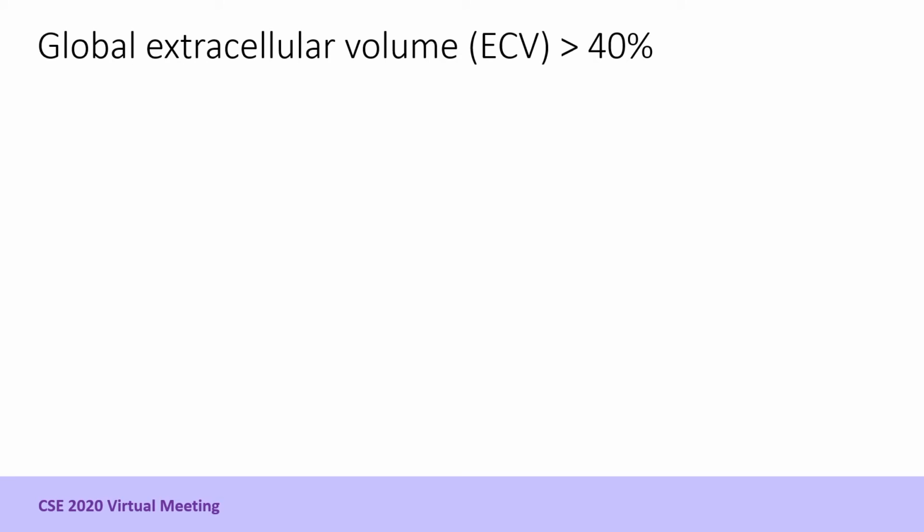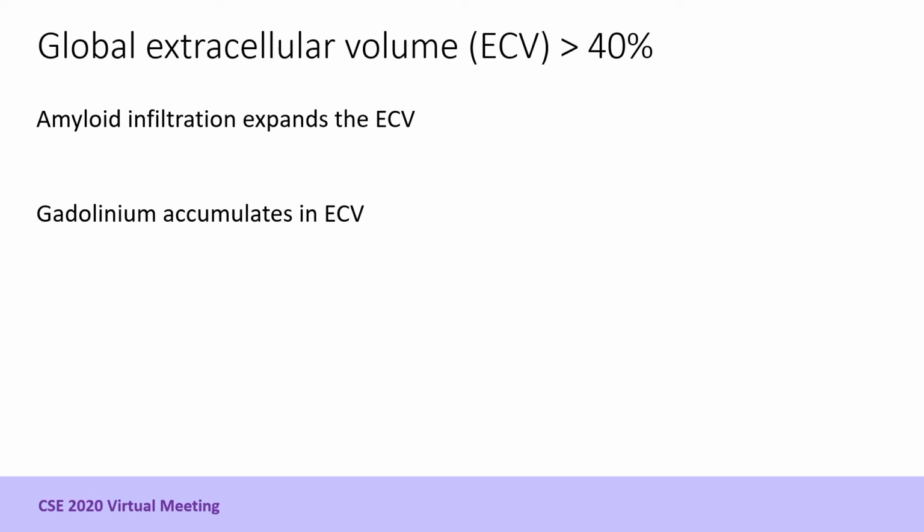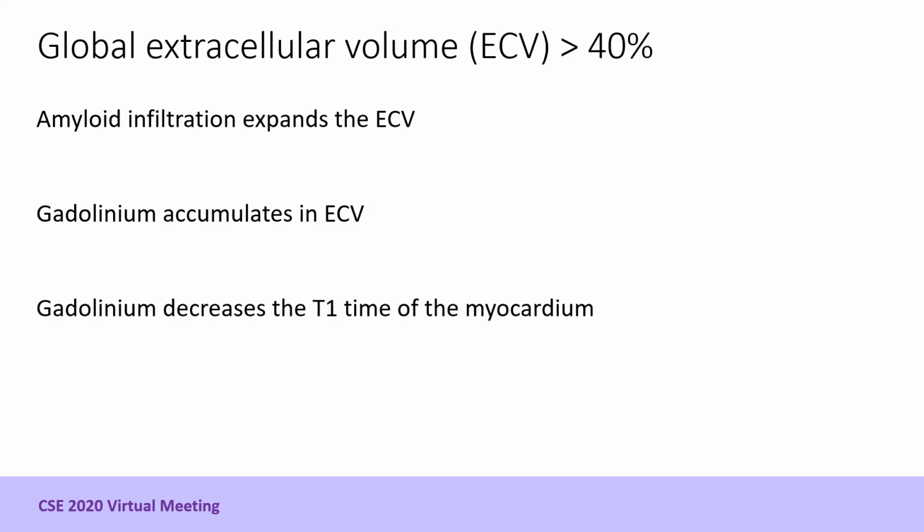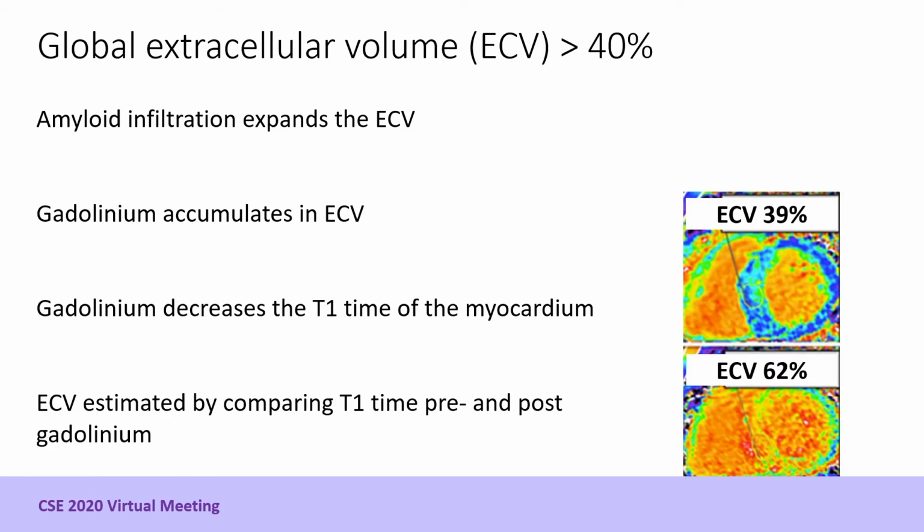The final MRI parameter is a global extracellular volume of more than 40%. MRI can be used to estimate the ECV because we know that amyloid infiltration expands the ECV and gadolinium accumulates in extracellular spaces. Furthermore, gadolinium decreases the T1 time of the myocardium, so we can compare the T1 time before and after administration of gadolinium to estimate the ECV. And we do so using this equation, which I've included to highlight that the hematocrit should be measured within 24 hours of the MRI to obtain the most accurate estimation of the ECV.